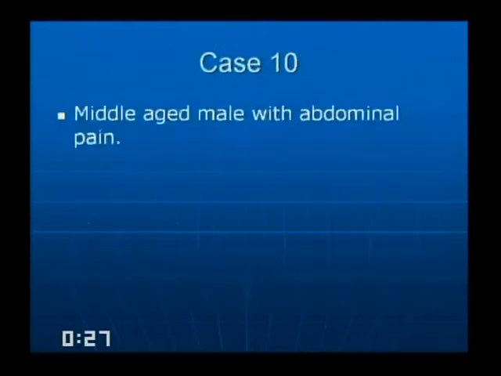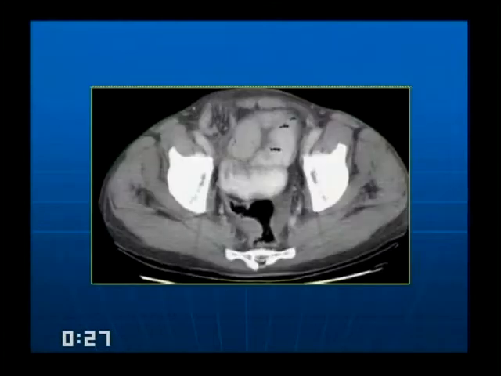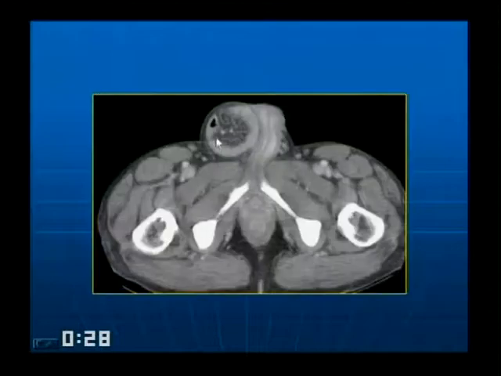Case 10, middle-aged male with abdominal pain. If I show you the next cut, it becomes too easy. So there's certainly some dilated loops of ileum in the pelvis. And anybody see a finding? Say again? Excellent. Hernia. Beautiful. So here's the beginning of the hernia coming down the right inguinal canal, and then in the next one you can see bowel and mesentery in the scrotum. So it's causing a partial small bowel obstruction.